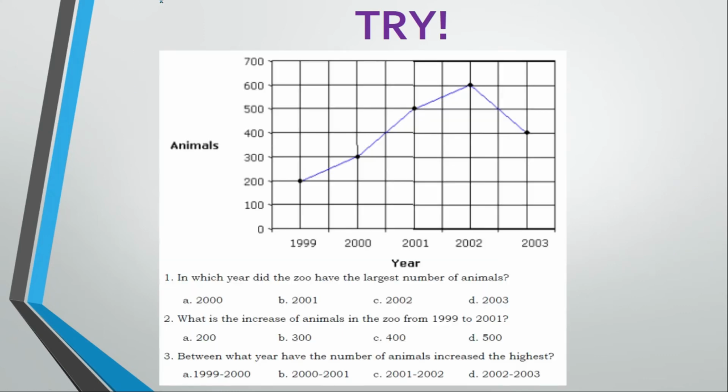So let's try again this one. It is an example of a line graph. So in this part, the vertical axis contains the number of animals and the horizontal axis contains the year. In which year did the zoo have the largest number of animals? So, largest number ay yan, yung 600, which is in the year 2002.